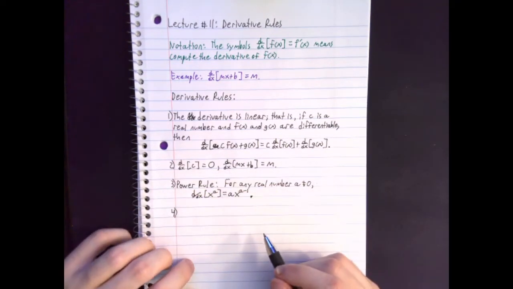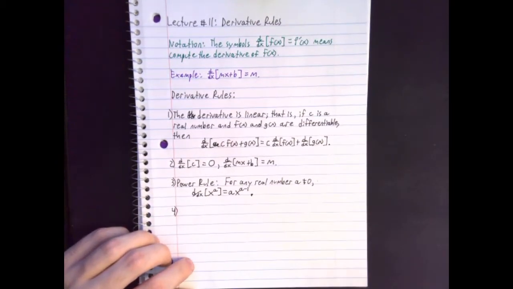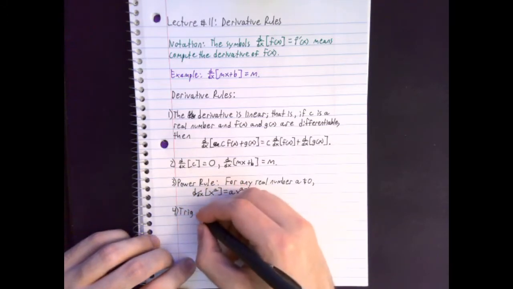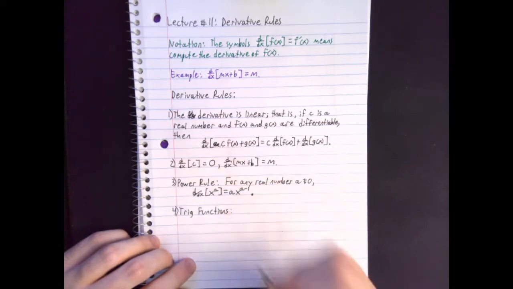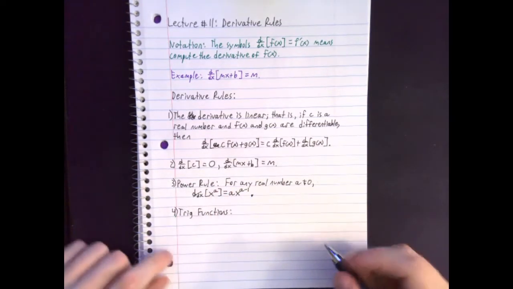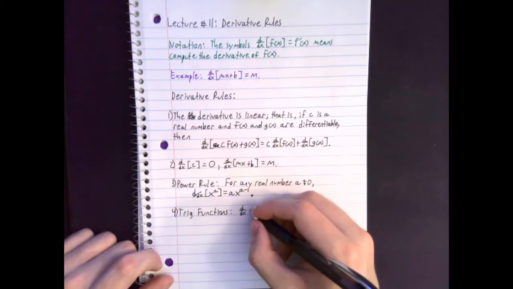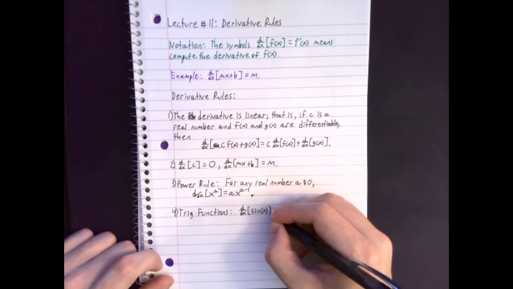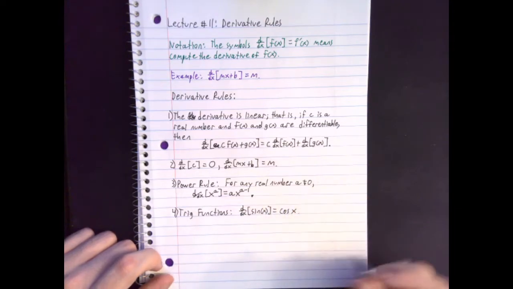Okay, so that's the power rule. Now let's talk about the derivative of the trigonometric functions, so trig functions. Here I'll just make a little list off to the side. The derivative of sine of x is equal to cosine of x. So sine just turns into cosine.